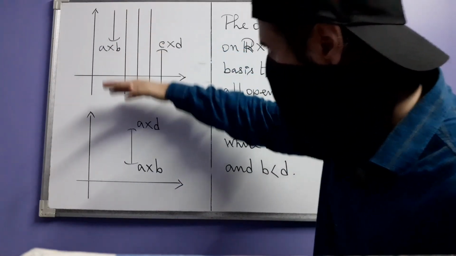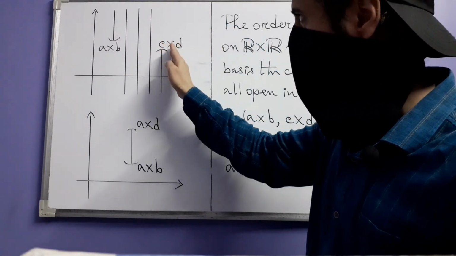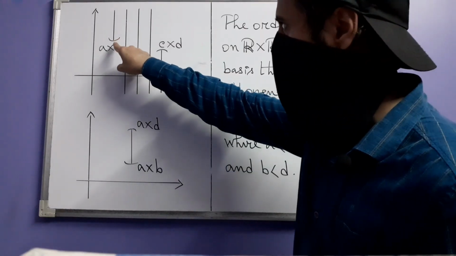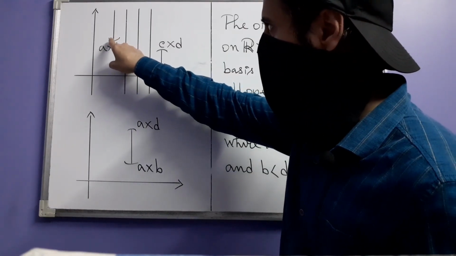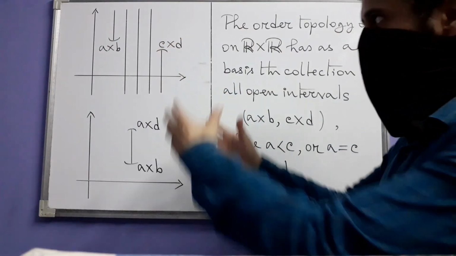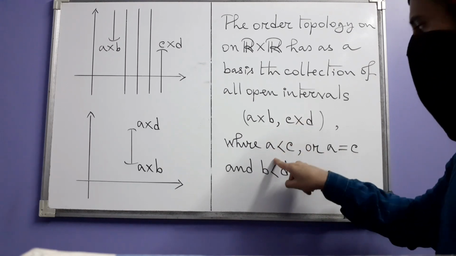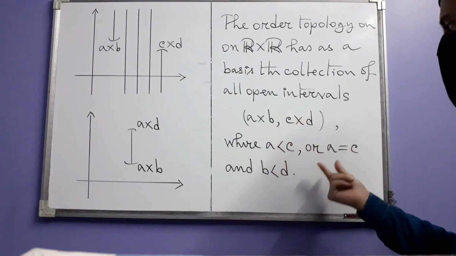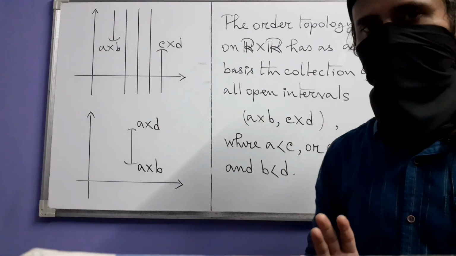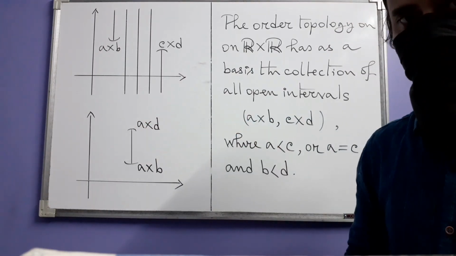So all these points which lie to the left of C times D and to the right of A times B, along with all the points which lie vertically above A times B and vertically below C times D. Geometrically, this is this interval in this case. But the other case in which A is equal to C and B is less than D is much simpler geometrically. It is this vertical line segment.